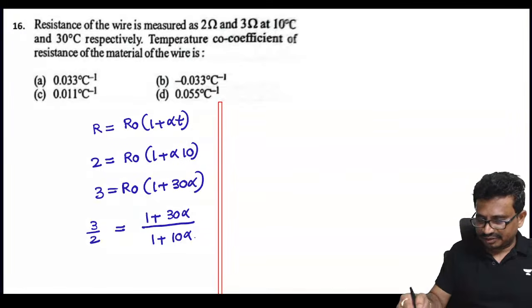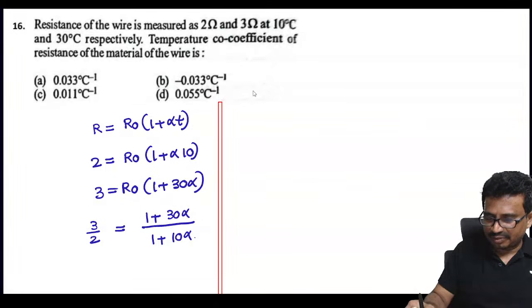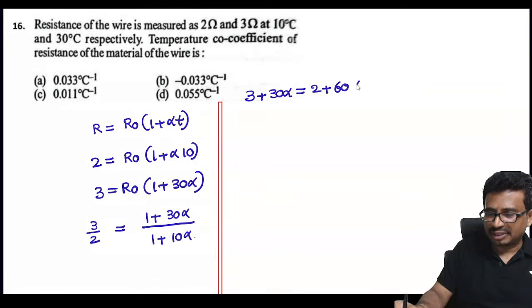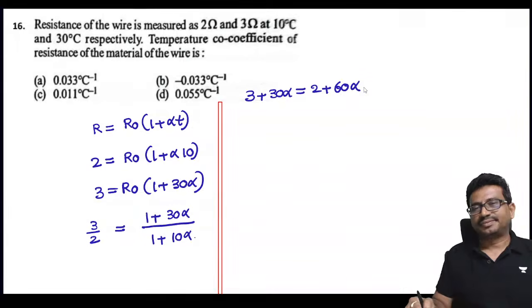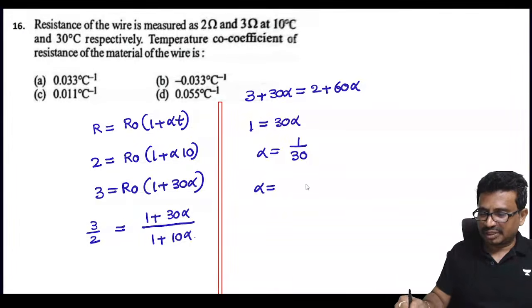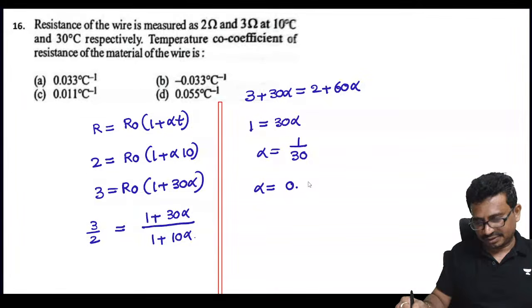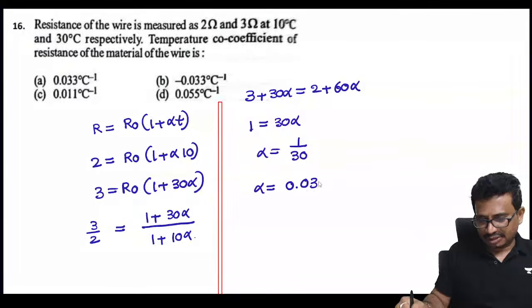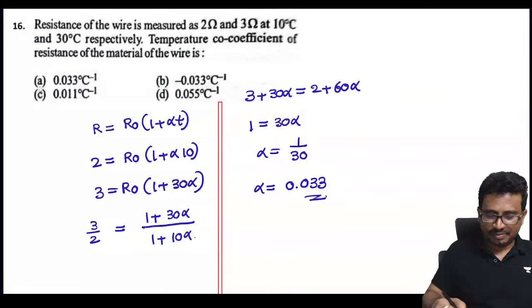Cross multiply and simplify. So 3 plus 30 alpha equals 2 plus 60 alpha. Then 1 is equal to 30 alpha, so alpha equals 1 by 30, which comes to 0.033. Option A.